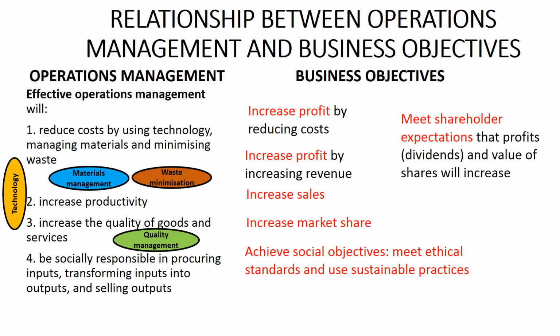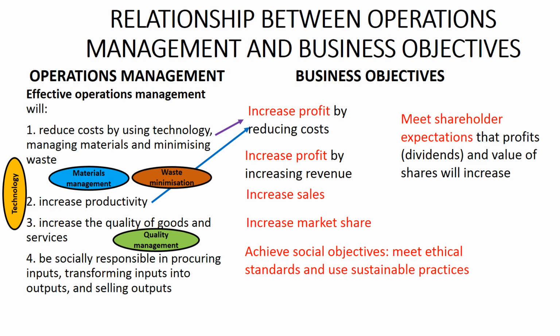This is the box of business objectives, and we now have to examine the link or relationship between these two boxes. That is, we have to look at the link or relationship between operations management on the one hand and business objectives on the other hand. Let's start then by looking at the business objective of increasing profit. By reducing the costs of production and increasing productivity through using technology, materials management, and waste minimisation strategies, effective operations management will result in increased profits, and so will contribute to the achievement of the business objective to increase profit.